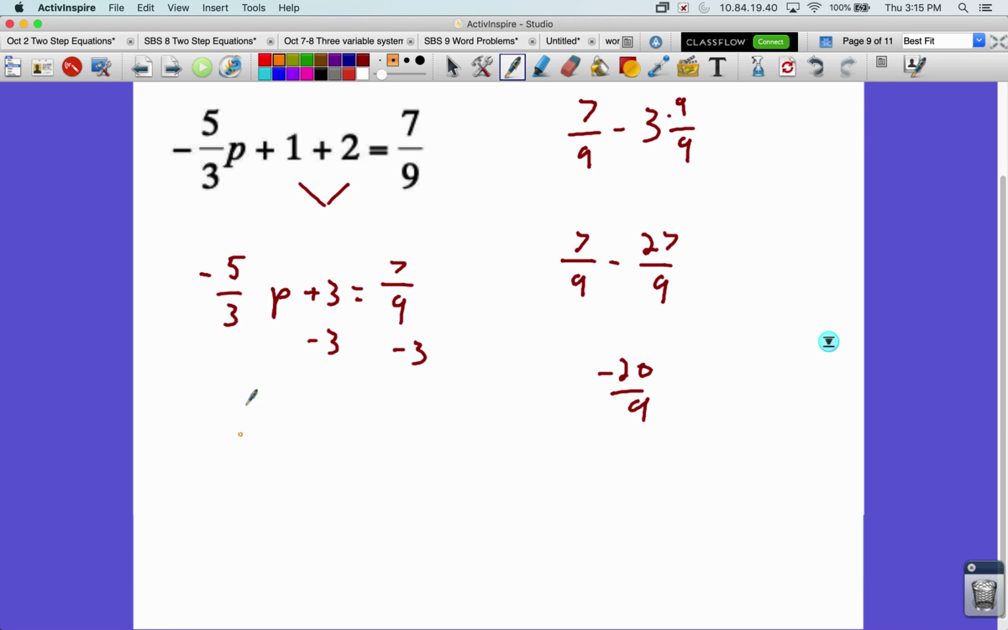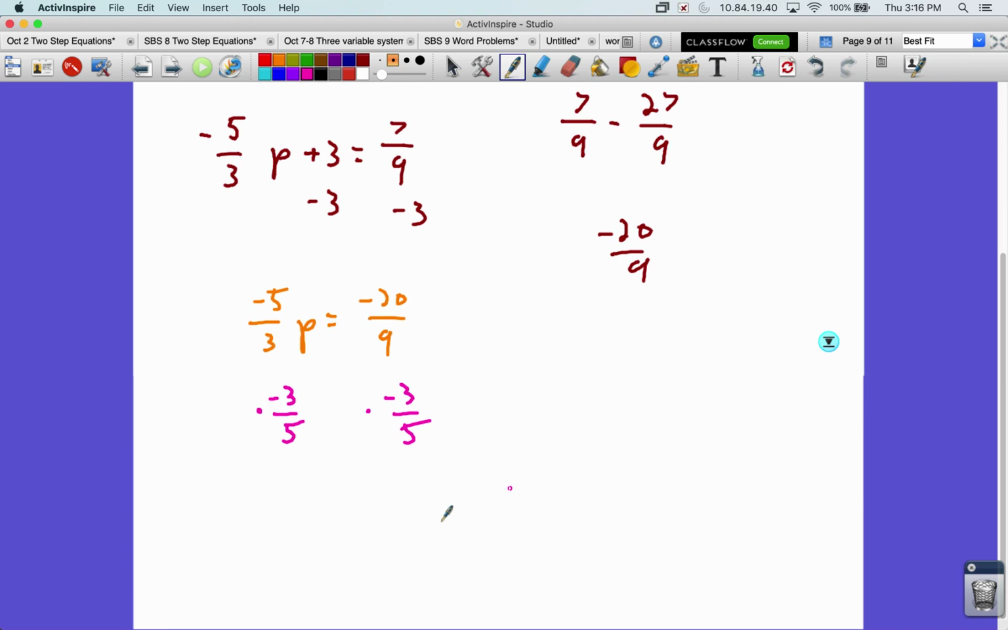Back to the problem. Negative 5/3 p equals negative 20/9. To get rid of this, we'll multiply by the reciprocal, so times a negative 3/5 on both sides. And I get p equals, all right, so multiply across the top, multiply across the bottom. Negative times a negative is a positive, so 60 over 45. Top and bottom are both divisible by 15 here. And we get p equals 4/3. Leave it as an improper fraction.